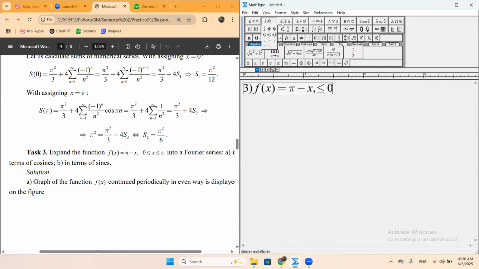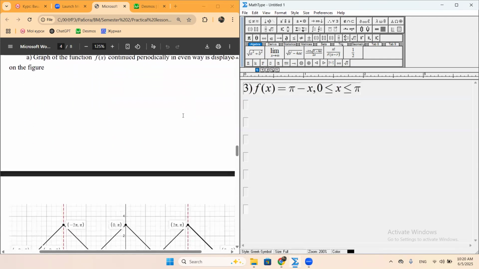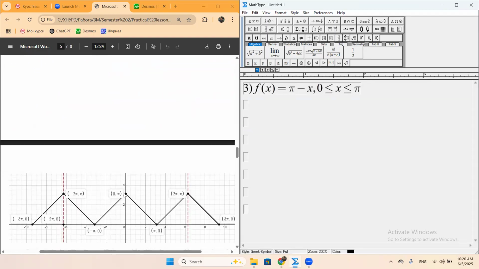So first of all, when expanding in terms of cosines, we will continue it in even way. So how will it look on the graph? It looks in the following form. So like this. This curve actually is p minus x, and this is how we continue it in even way. And after that, we continue it periodically with the period of 2p.